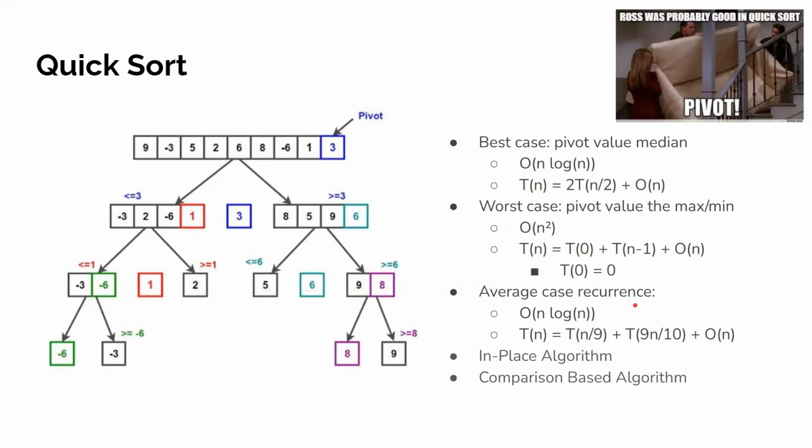On average, you're just going to pick between the best and the worst case. It's not the median, but it's not the max or min. That's kind of the average. So you're going to get a big O of O(n log n). And this is the recursive equation you get, which is T(n/9) plus T(9n/10) plus O(n).